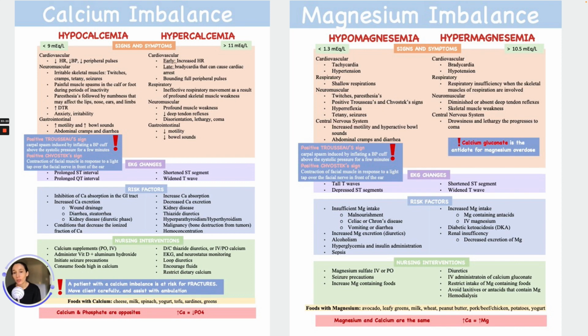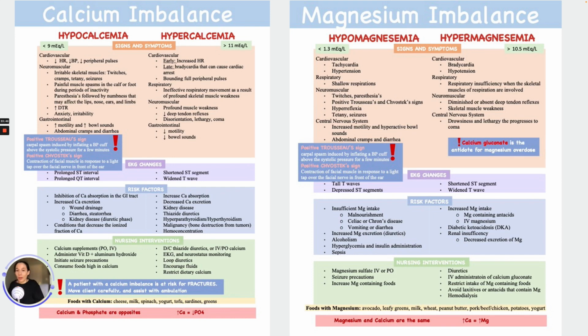Risk factors are increased magnesium intake from antacids or IV magnesium, diabetic ketoacidosis, and renal insufficiency, which will have a decreased excretion of magnesium. Our nursing interventions are diuretics, IV administration of calcium gluconate, restricting the intake of magnesium-containing foods, avoiding laxatives or antacids with magnesium, and hemodialysis.